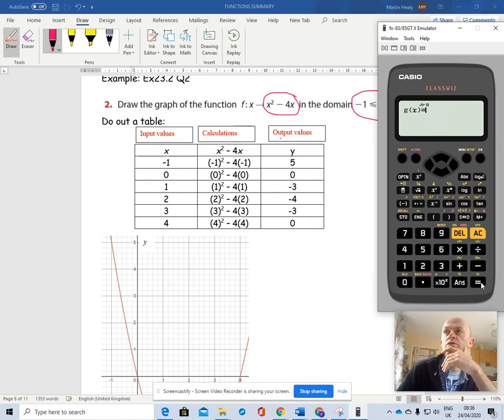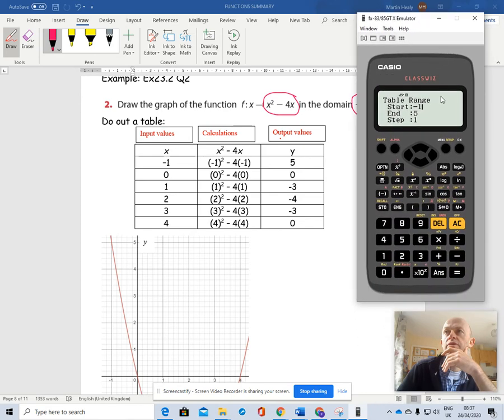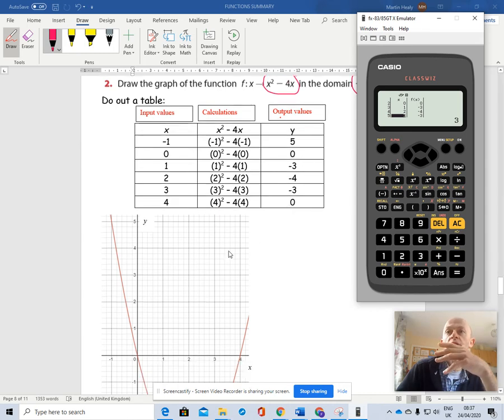I press equal to. I don't have a g of x function. I want to start at -1, and I want to end at 4. Press equal to, stepping up 1 is fine, and there are my values, the table of values right there, and I can scroll up and down through that table. So if you're using your calculator, you actually just have to use x and y. Make sure you write that table down in the state exam question, the table of values that you got, and then go and plot them on the graph.